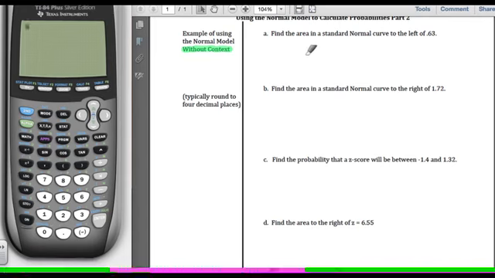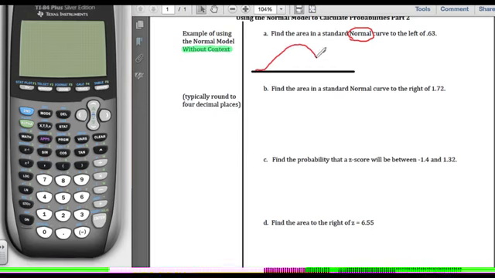Part A says find the area in a standard normal curve to the left of 0.63. So I know I've got a normal curve here. You can see that from my wording. I'll draw out my bell-shaped curve. It extends infinitely to the left and infinitely to the right. But it doesn't give me a mean and a standard deviation like it did before. And it doesn't have to, because this is the standard normal curve.